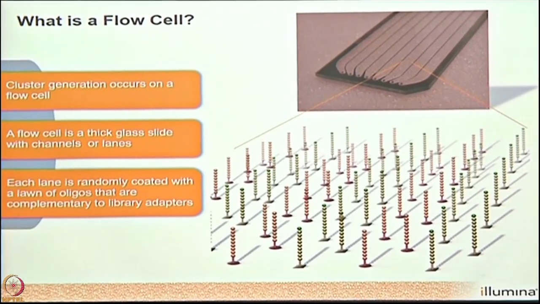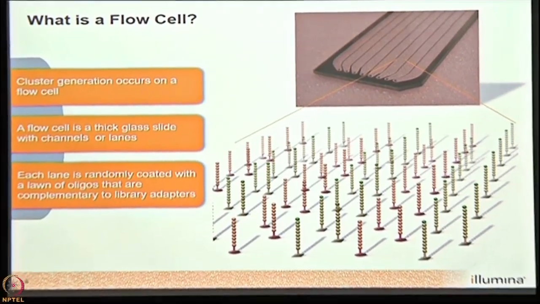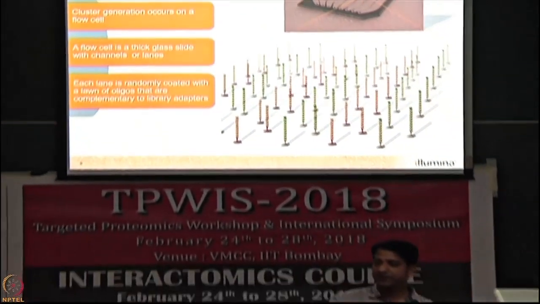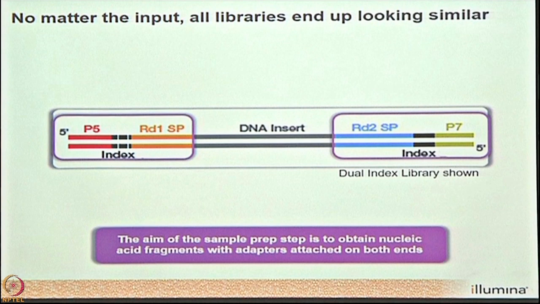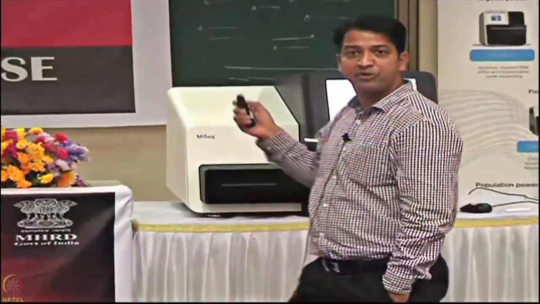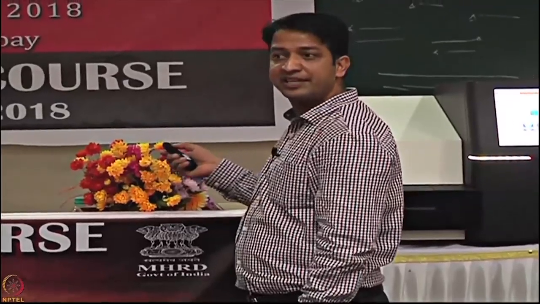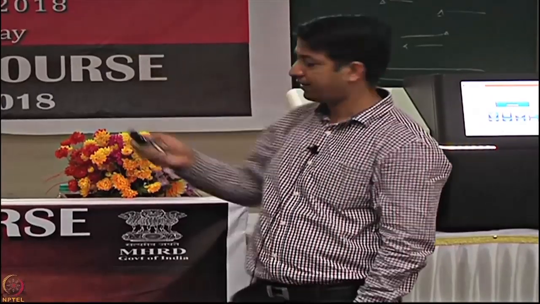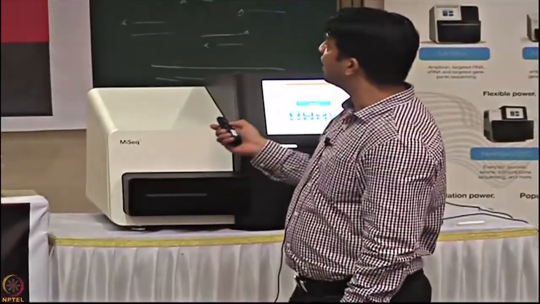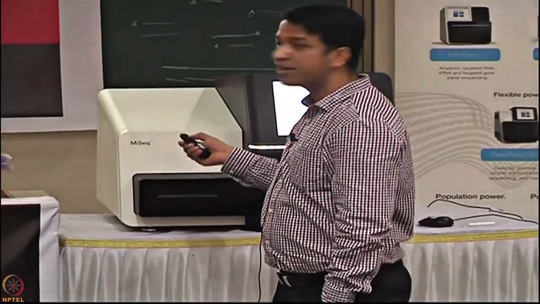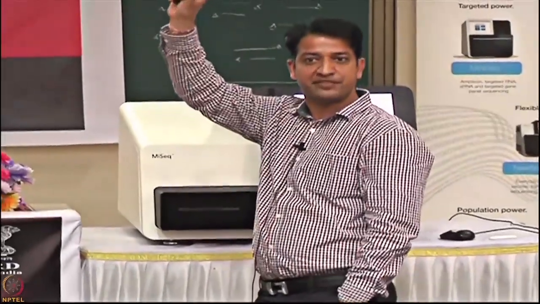Okay. So the flow cell contains a lawn of oligonucleotides. Essentially we have two kinds of oligos. One oligo will be complementary to the P5 region, and one will be complementary to the P7 region. Before loading into the flow cell, we denature this double-stranded DNA fragment into a single-stranded DNA fragment so that it can go and bind to the surface of the flow cell, right? Once you have denatured it, these lawns are complementary to those P5 and P7, right?